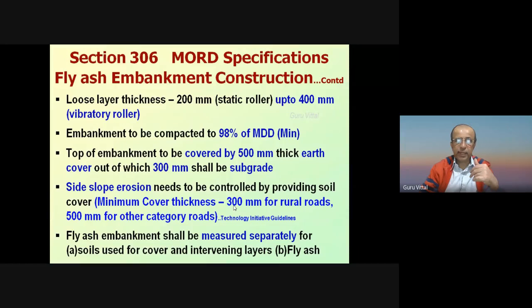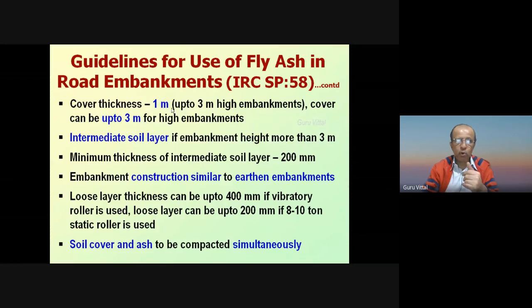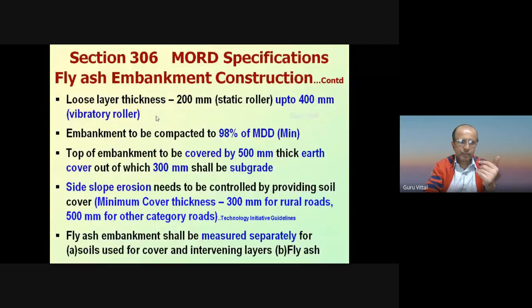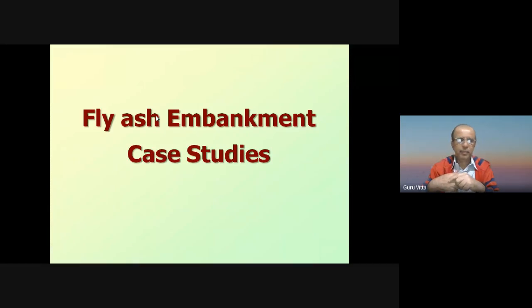Actually, here it is 300 mm for the rural roads, because for rural roads the height of the embankment is lesser. So that is why the side earth cover requirement is also lower. Whereas in the case of highway works, the height of the embankment is more, so the earth cover thickness that has been proposed is also more. Because the higher the embankment height, the more runoff water will be accumulating. So to prevent the accumulated runoff rainwater from eroding the embankment surface, we have to increase the thickness of the cover. Fly ash embankment should be measured separately for soils and fly ash. That is for estimation purposes.